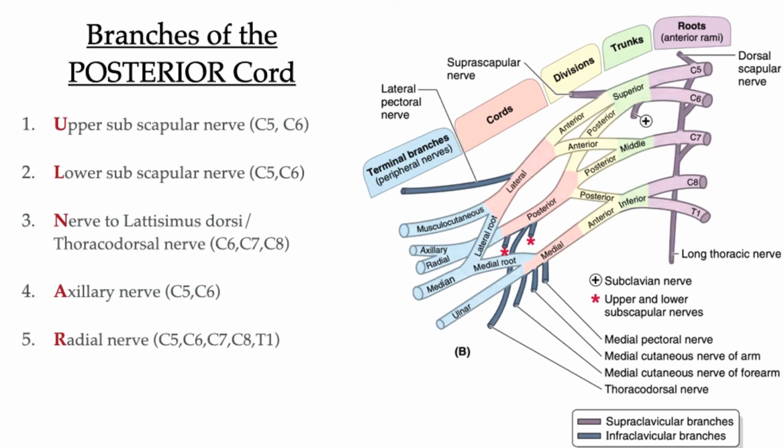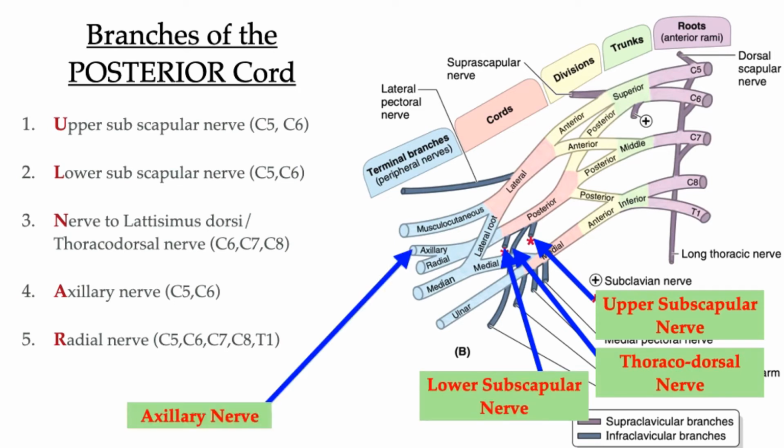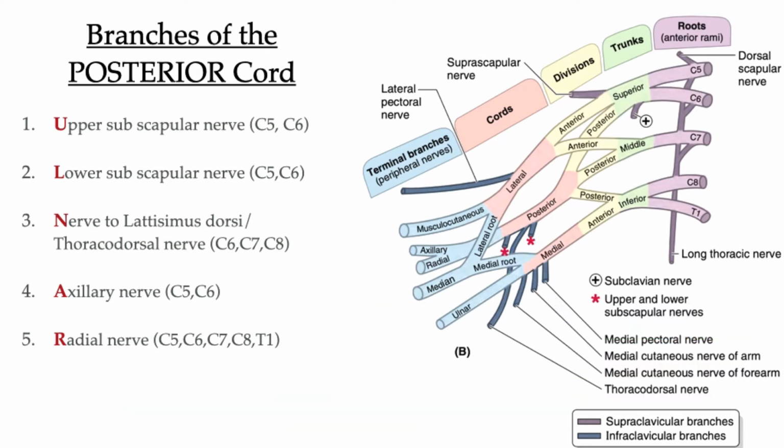Now let us talk about the branches of the posterior cord of brachial plexus. Posterior cord gives off 5 branches. They are upper subscapular nerve, thoracodorsal nerve, lower subscapular nerve, axillary nerve, and radial nerve. Let us talk about the individual branches now.